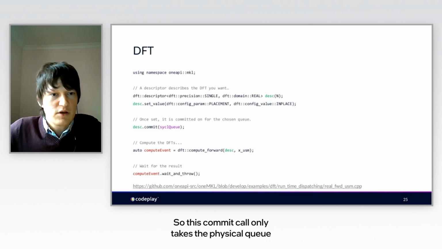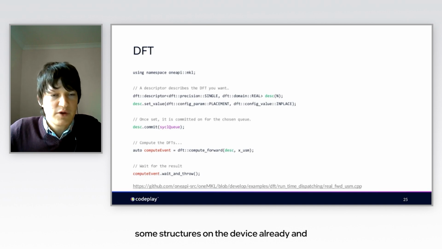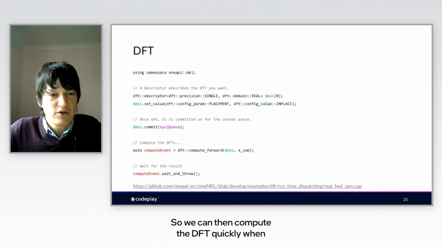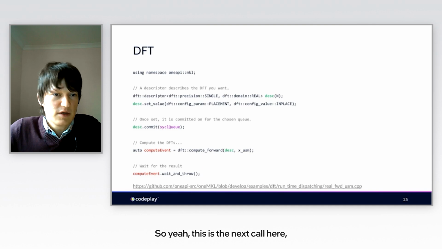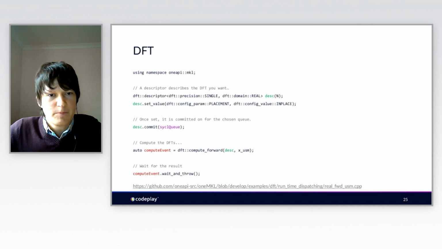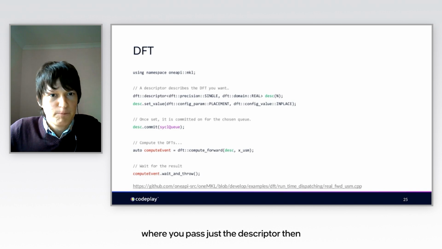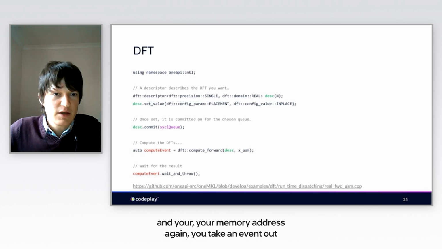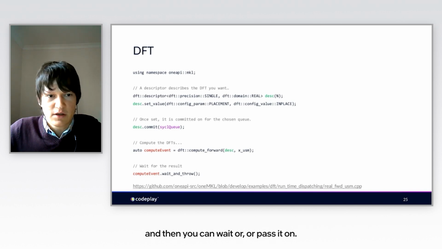So this commit call only takes the SYCL queue, and again, similar as in the RNG domain, this allocates some structures on the device already and does some preparation, so you can then compute the DFT quickly when you actually want to compute. This is the next call here, the compute forward call, where you pass just the descriptor then and your memory address. Again, you take an event out, and then you can wait or pass it on.